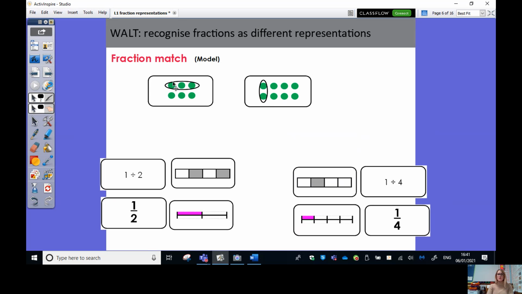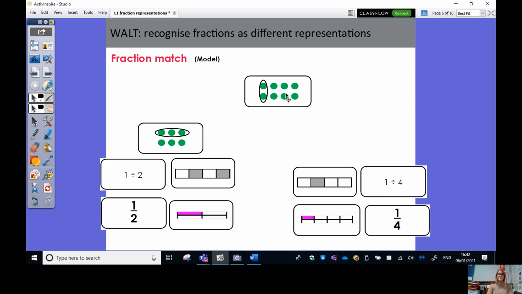So in here I have 1, 2, 3, 4, 5, 6. There are 6 dots in my array, and half of them have been circled. 3 out of 6, which is going to be 1/2.